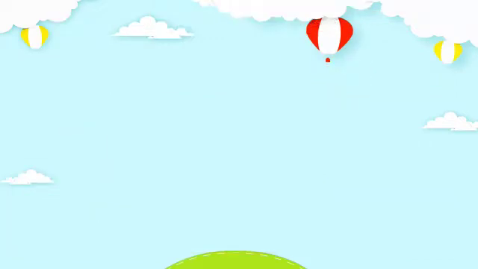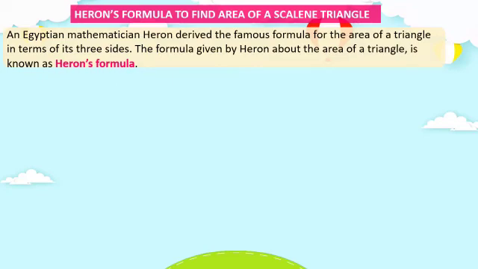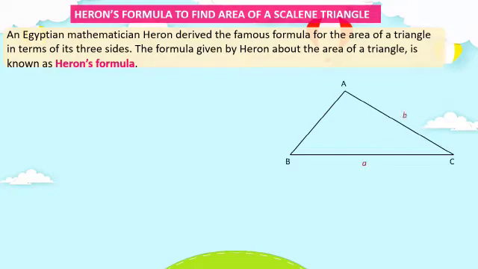Now, we will discuss a special formula for finding out the area of a scalene triangle. An Egyptian mathematician Heron derived the famous formula for the area of a triangle in terms of its three sides. The formula given by Heron about the area of a triangle is known as Heron's formula. Let us take a scalene triangle ABC. Let the length of its sides be A, B, and C units.